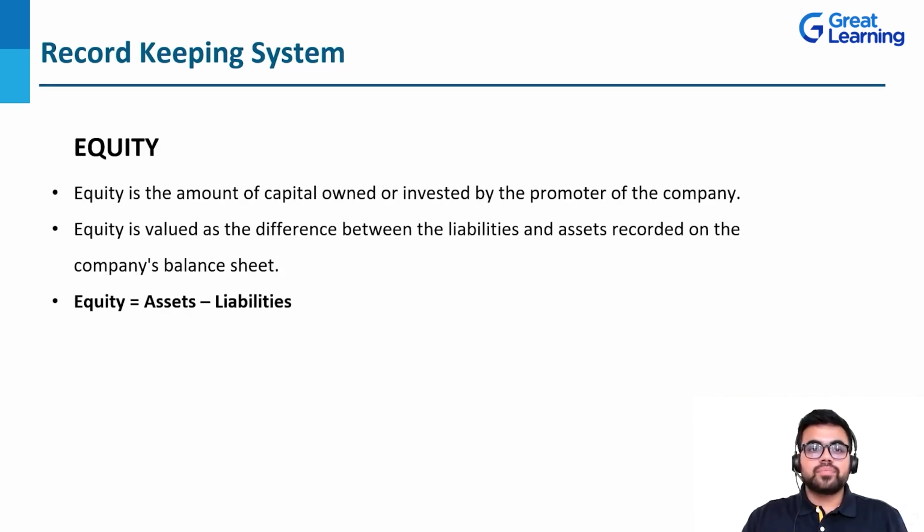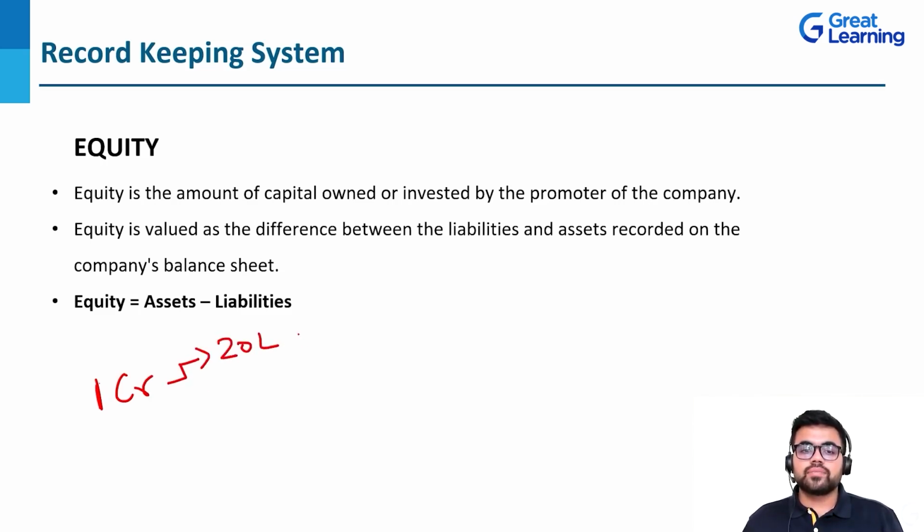Next is equity. Now, equity is the amount of capital that is invested by the promoter of the company. Equity is basically, in layman's terms, the ownership of a company or a thing. Let's take an example. Let's say that you as an individual are buying a car. So the car costs 1 crore. Okay. And you have 20 lakhs in hand with you. And for the rest 80 lakhs you take a loan from a bank.